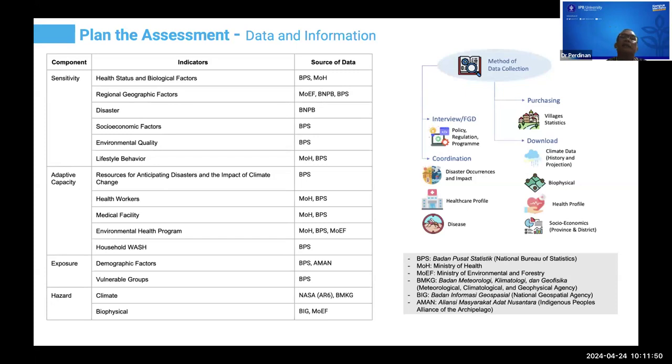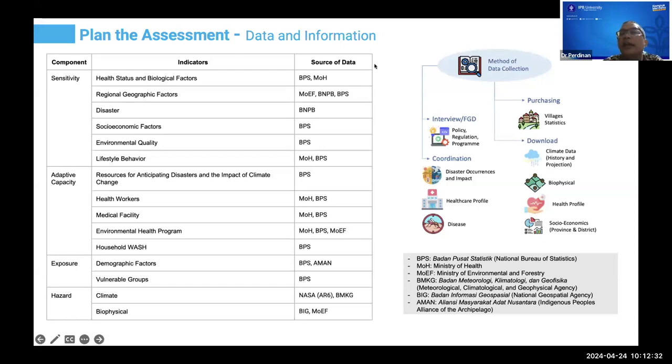So this makes much more detailed the slide that Carlos explained about the different components, how to measure risk and probability in a particular area, location, or region. Based on the indicators, we identify the required data sets, and then the sources of data. That is multi-ministries, including some NGOs, for example AMAN. AMAN is for the indigenous data set that is collected by AMAN. So we try to collect and compile all the data from different sources.